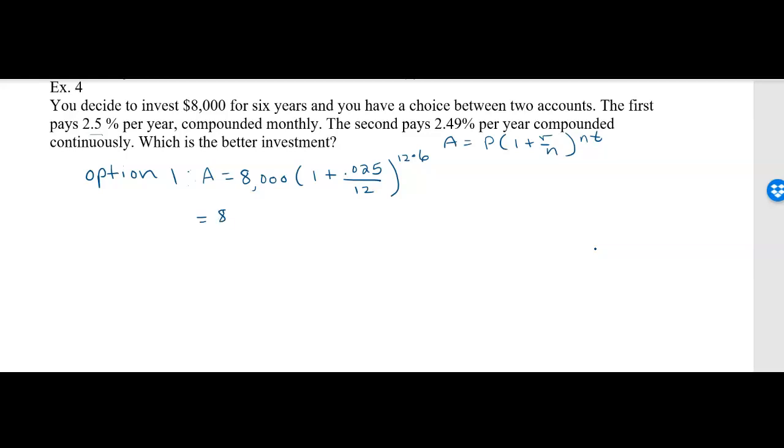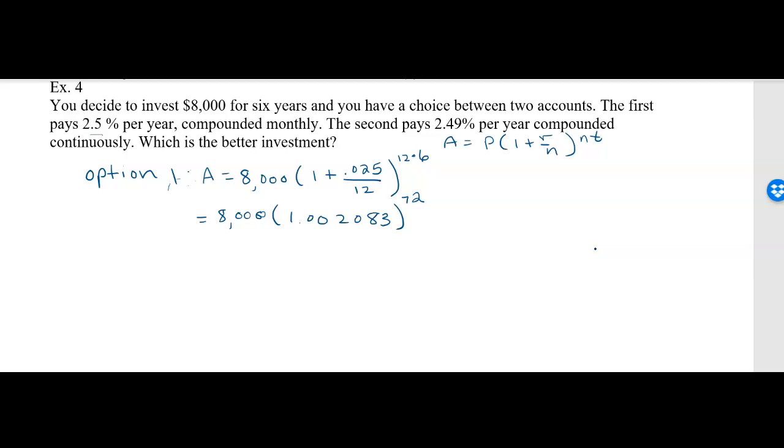Okay, so this part is not new as far as what we've been doing. Do inside the parentheses first. So take the 0.025 divided by 12 plus 1. We get 1.002083, and that would be to the 72nd power. Now, let's try to do this in one step. If you have a scientific calculator, you can say 8,000 times this number to the 72nd power.